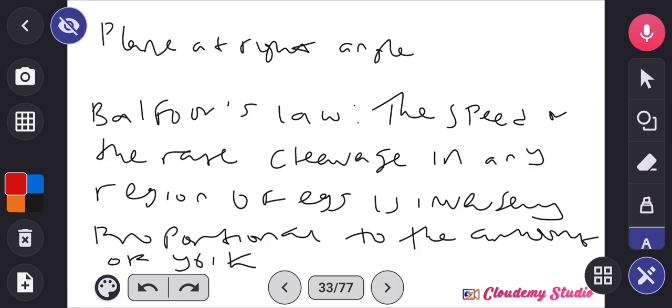In the next class, we'll be talking about the chemical changes during cleavage, and I'll be showing you an example of cleavage, especially in mammals, in humans, the one we can relate with. I'll also be explaining the concept of blastulation in the next video, by God's grace. So see you in the next video. Thank you.